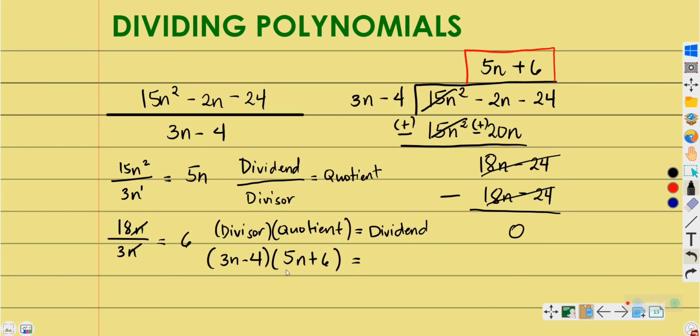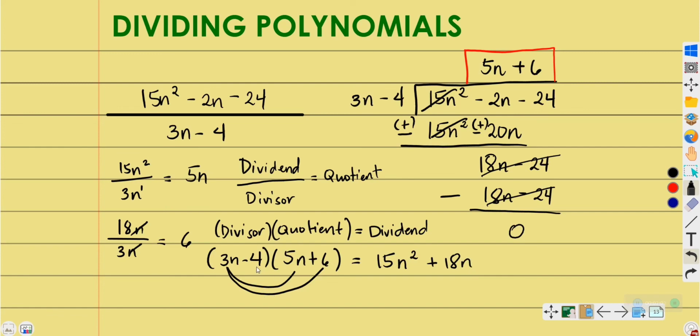Okay? So, since binomial yan, times another binomial, we can apply the FOIL method. First term muna tayo. 3n times 5n is 15. N times n is n squared. Next ay outer. So, 3n times 6. Okay? So, 3 times 6 is positive 18. And then, just copy n kasi wala namang n yung 6.